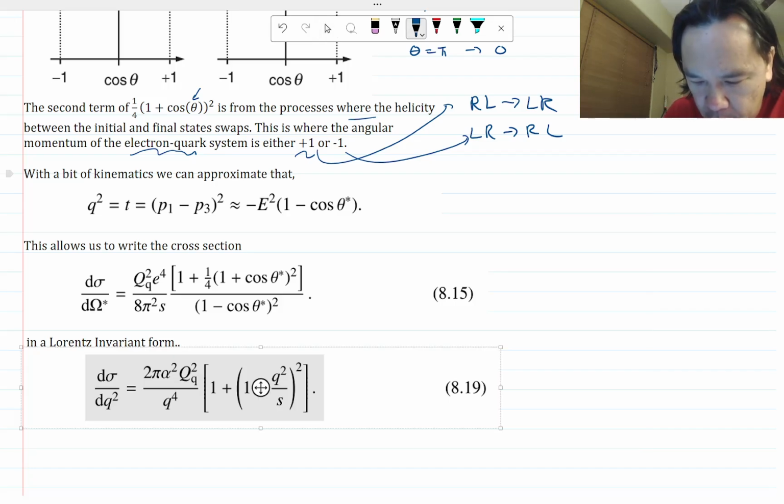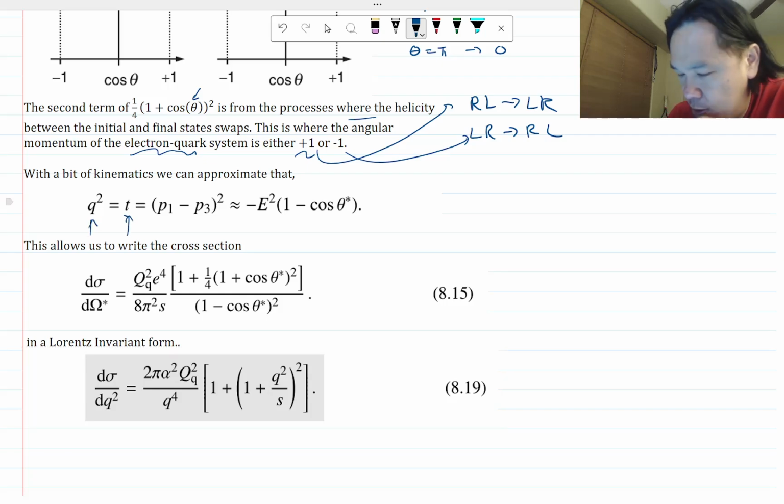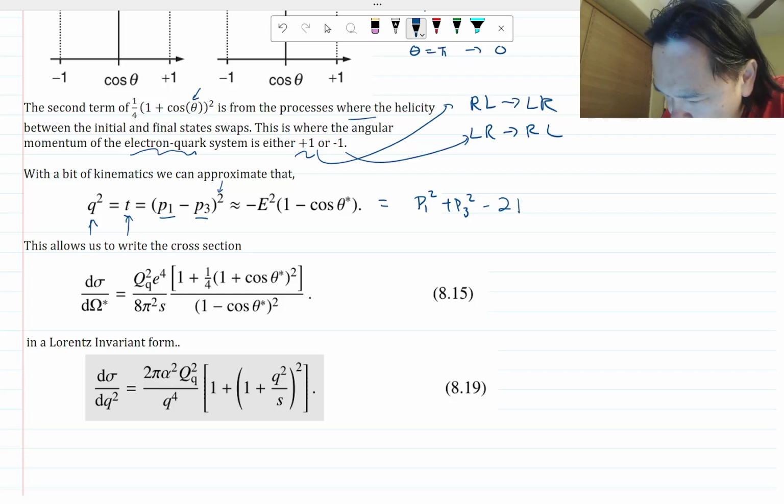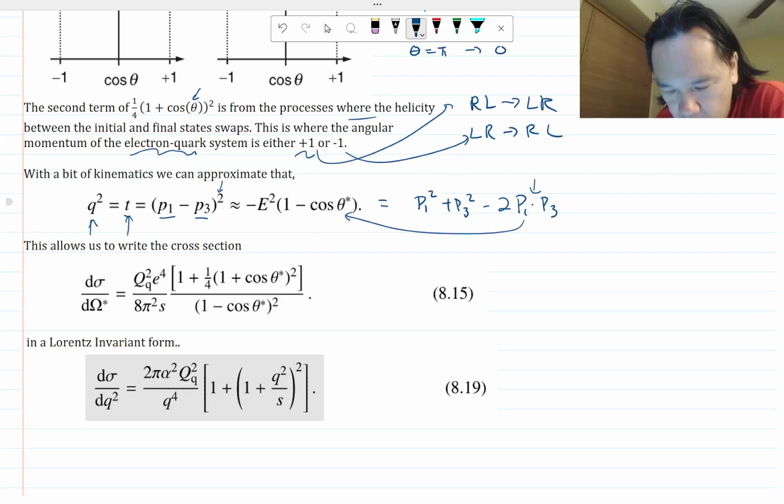If we want to write q squared, since it's a T-channel process, q squared is T, the Mandelstam variable. So q is just P1 minus P3, and since you square it, you square this. When you do this computation, you end up with P1 squared plus P3 squared minus twice P1 dot P3. This dot product gives you this 1 minus cosine theta thing, and then the magnitude of this, since they're electrons, you'll have this E out here, and the minus sign just comes from the negation.